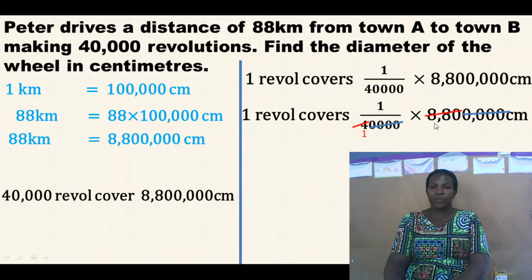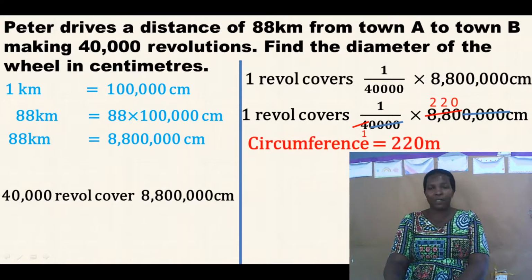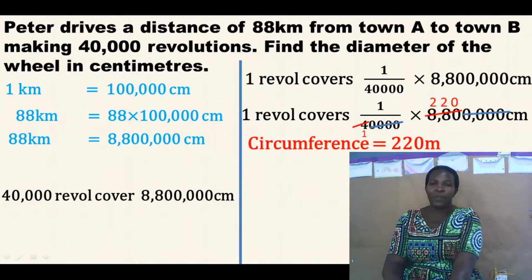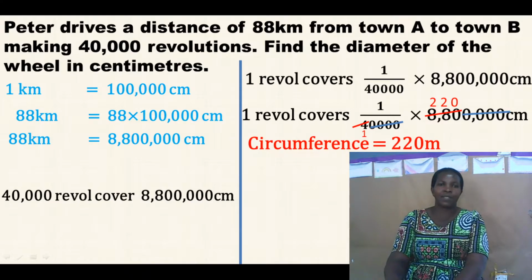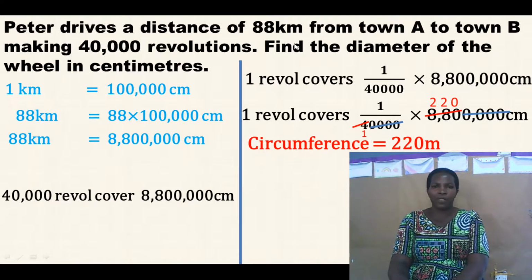880 divided by 4, we shall come up with 220. So what does it mean? Our circumference is equal to 220 meters. Now, having got the circumference, the question wants us to look for the diameter.